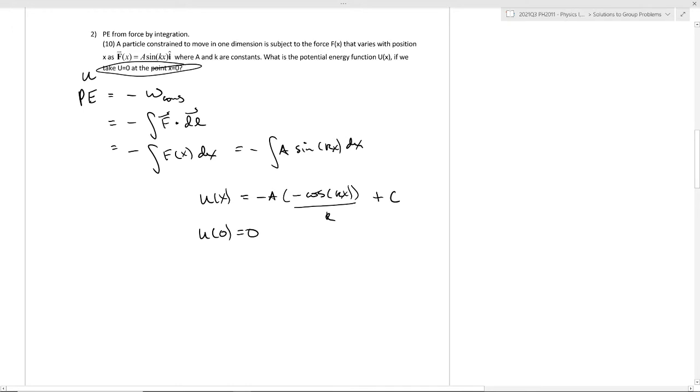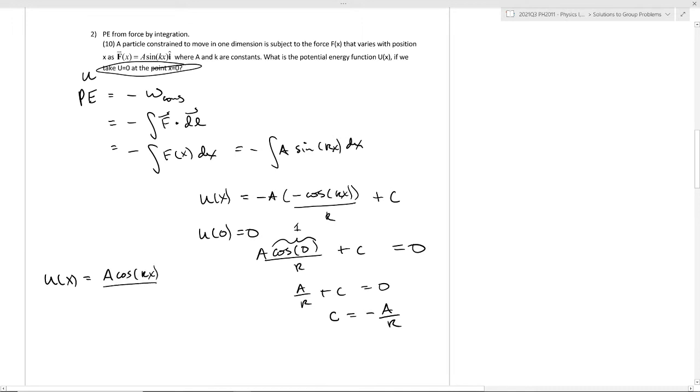So in order for that to happen, let's see what happens here. So these negative signs cancel each other out. Cosine of, well, here, let me just actually write it out. So this would be a cosine of 0 over k. So this would give you 1 plus c must equal 0. So that means a over k plus c must equal 0. So therefore, c must equal negative a over k. And so our final solution for this question would be that the potential energy function is equal to a cosine of kx over k minus a over k.